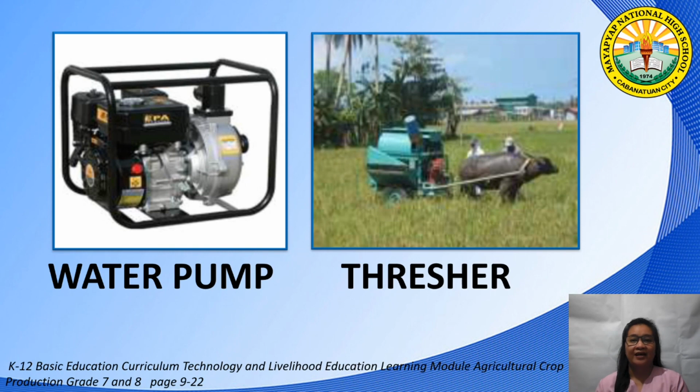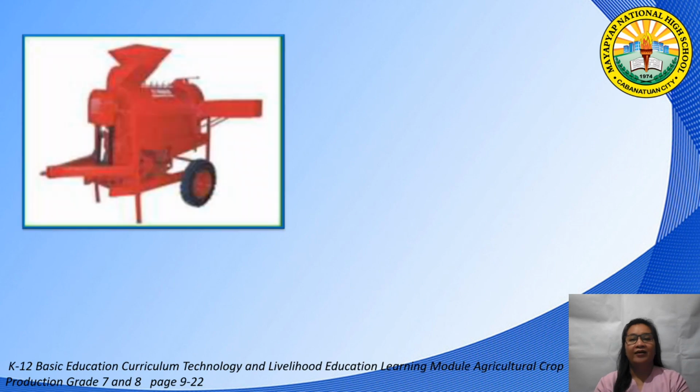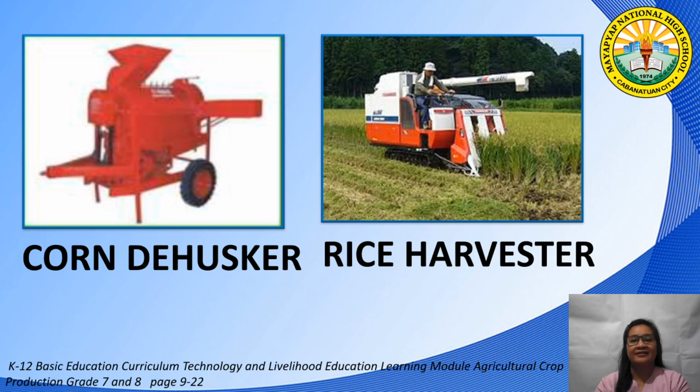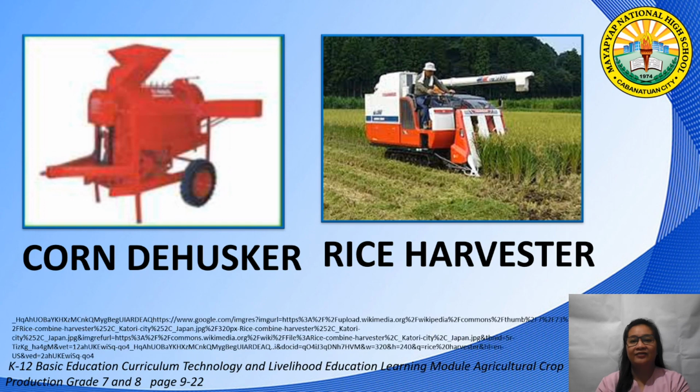Thresher, a machine or tool used for separating seeds from grain. Corn dehusker. The corn dehusker machine is a kind of multifunctional machine. It can peel the skin and remove the corn from the cob. It is high frequency and can be connected with kinds of tractor. Rice harvester. It makes the harvesting process easier by combining such as gathering, transporting, reaping, threshing, cleaning, and bagging into one machine. The modern and efficient way of harvesting rice.